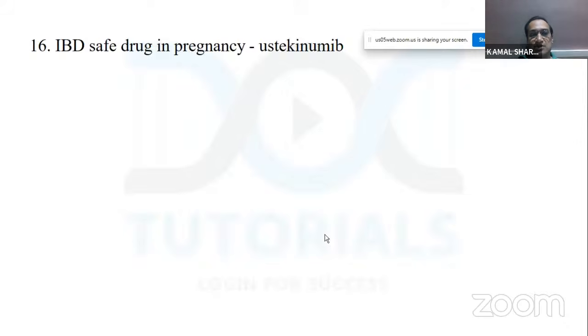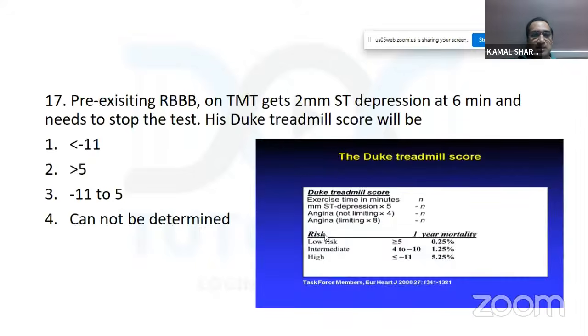But one interesting question on IBD, safe drug in pregnancy, I did not exclude, was STEMI, which is the right answer.